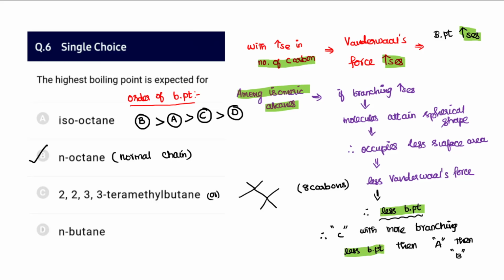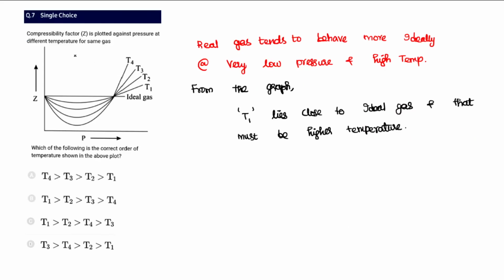The next question, number 7. A compressibility factor graph is given, and they are asking about the order of temperatures. We may say this is ideal gas behavior. The center line in the graph is the nature of the ideal gas, and the temperature that is closest to the ideal gas is T1.